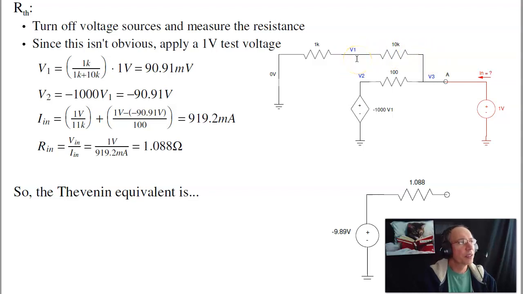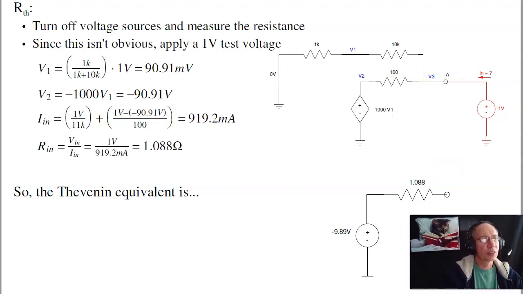V1 is, by voltage division, 1/11 of V3. And if I know V1, I now know V2. Once I know V1, V2, I can calculate the current. It's 919 milliamps. The resistance then is 1 volt produced 919 milliamps. This looks like 1 ohm looking in. This is a little bit deceptive. That 100 ohm resistor might make you think that this looks like 100 ohm resistance looking in. It's actually not. It's only like 1 ohm as the Thevenin resistance. So this circuit has the following Thevenin. Looking in from point A, I see 9.89 volts and 1 ohm.